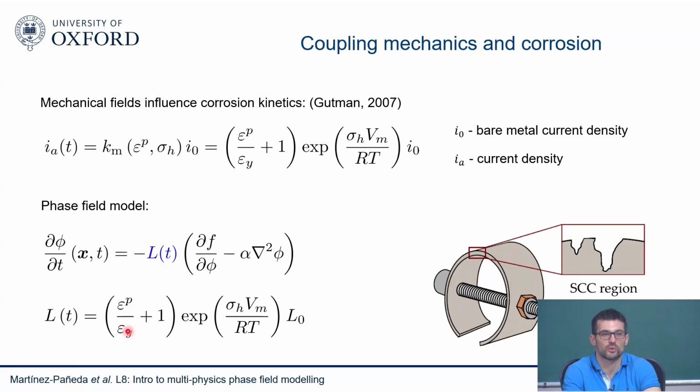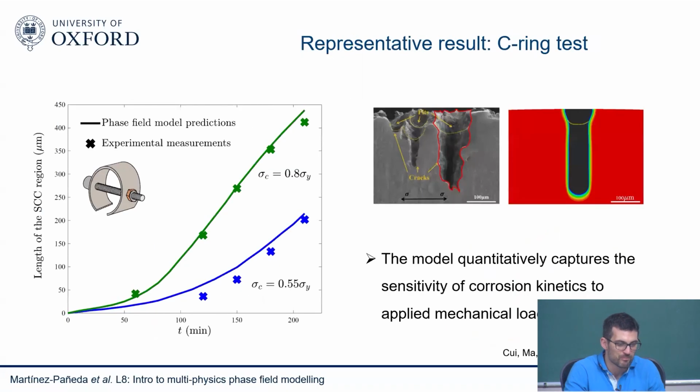This is the yield strain, so yield stress divided by Young's modulus. This is the plastic strain that comes from the finite elements. This is the equivalent plastic strain. This is the hydrostatic stress, partial molar volume I know, temperature I know, gas constant I know. So there's really no fitting whatsoever, and you can see that the model seems to be doing a good agreement at capturing the evolution of the corrosion front in time.